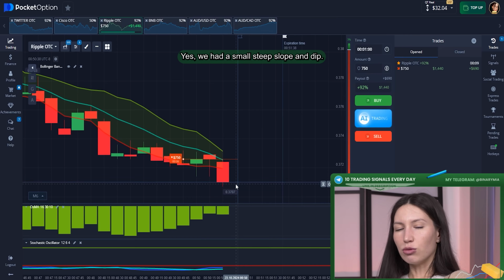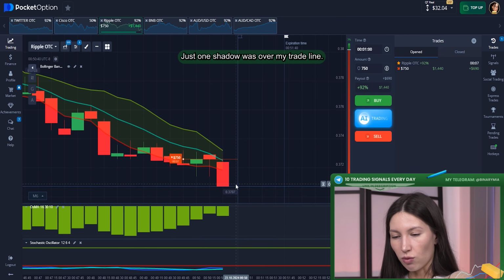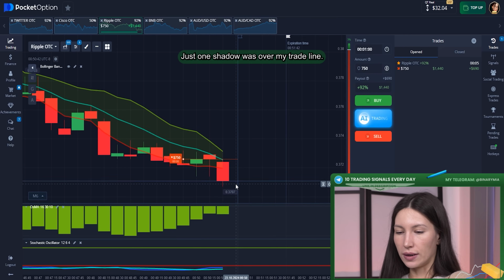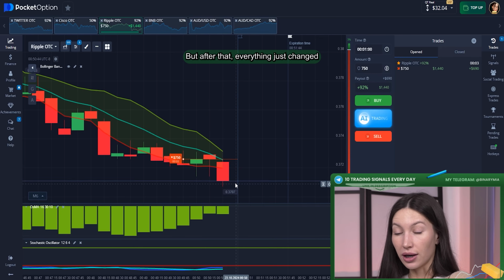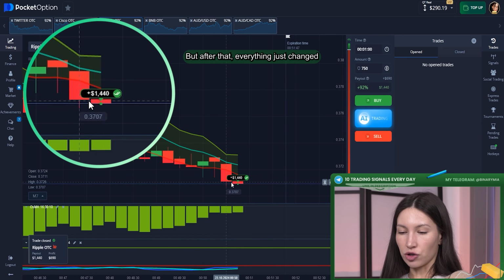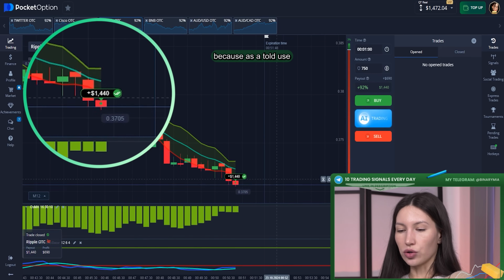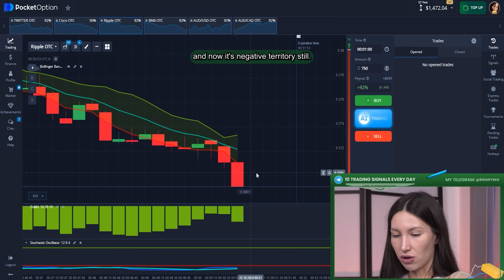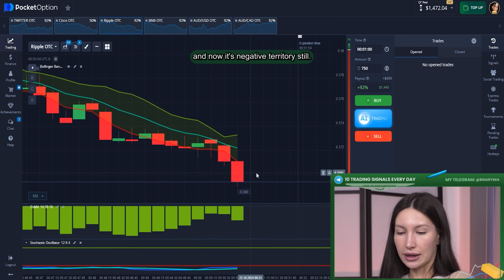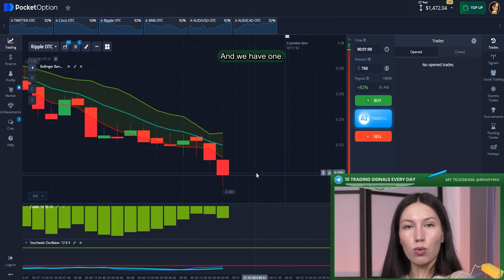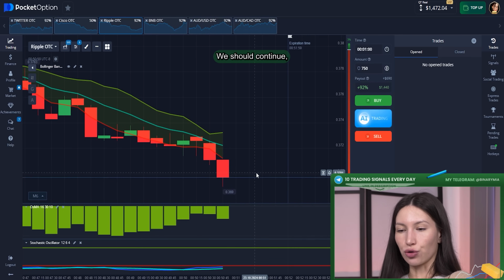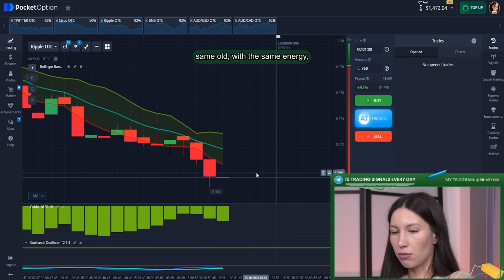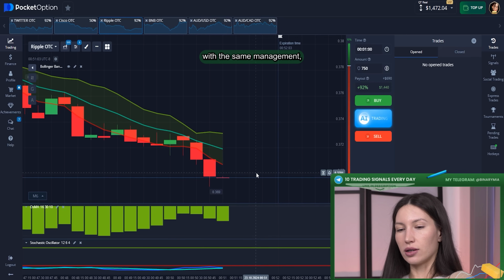Yes, we had a small steep slope and just one candle was over my trade line, but after that everything just changed, because as I told you, it's a long term downward direction, price is very stable, and right now it's negative territory still, and we have won. It's great. We should continue, I think, with the same mood, with the same energy, with the same money management, and with the same strategy too.